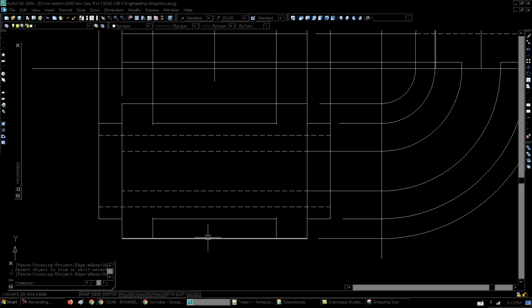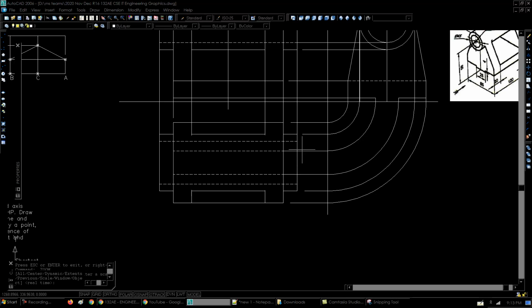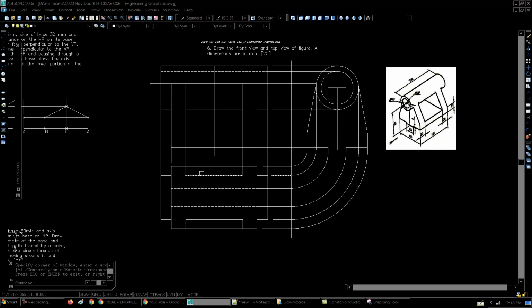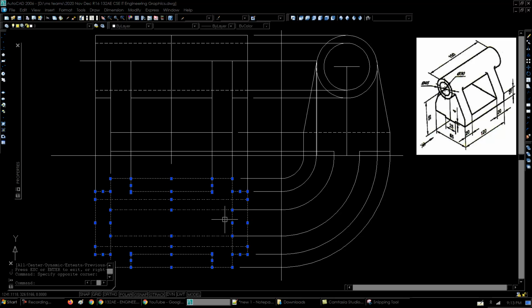Oh, fine. So it seems my diagram is now complete. The top view is indeed complete. So I've selected the top view, all the important edges you can see here. This is how the top view needs to be drawn.